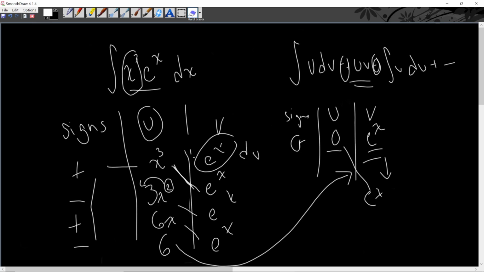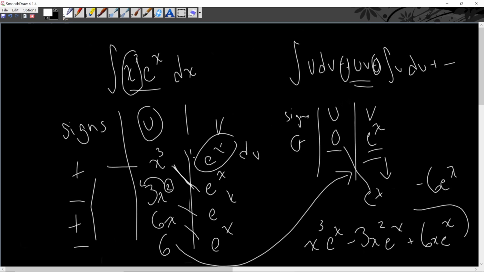So we're left with, let's multiply across. We have plus x cubed times e to the power of x, so we'll write that as x cubed e to the power of x, and then minus 3x squared e to the power of x, plus 6x e to the power of x, minus 6 e to the power of x. We'll put that over there.